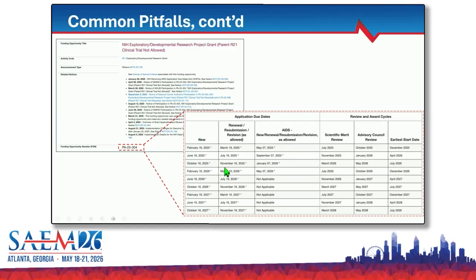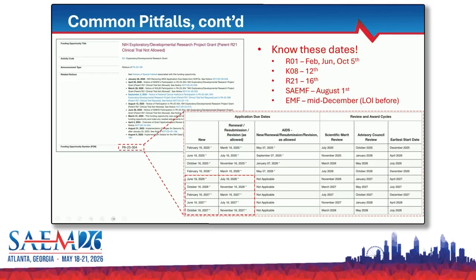Here's a really high yield table. These are the application due dates. So know your dates, okay? For R21, this is R21. It's June, it's the 16th, right? So whether it's June or it's October or it's February, there are 3 times a year and it's always the 16th. K08s are always the 12th. R01s are always the 5th. Okay, and by the way, this is when they actually have to go from ORSP to the NIH, right?